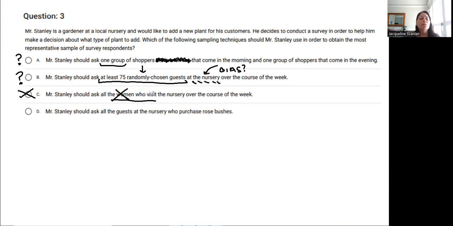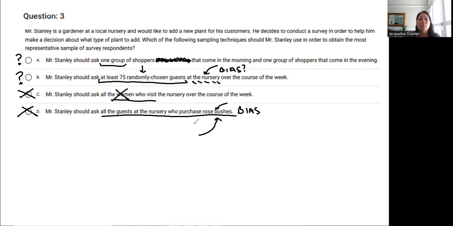And then Mr. Stanley for choice D should ask all the guests at the nursery who purchase rose bushes. Well, if I'm trying to figure out what kind of new plant I want to allow my customers to choose, and I'm trying to get a random sample, I'm not going to pick those people who only buy rose bushes, because for sure they're going to pick a plant that's either similar to a rose bush or maybe a different variety of rose bushes. So the fact that they include rose bushes shows bias, and so I'm not going to include that. All right, so I know it can't be C or D. Now I'm back to A or B.